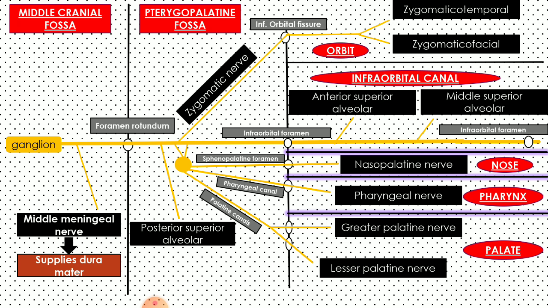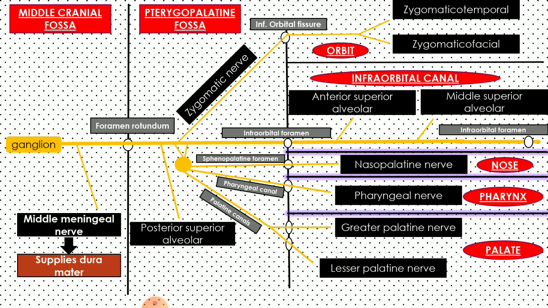So we'll revise the names of the branches first. In the middle cranial fossa, before exiting the skull, the maxillary nerve gives one branch, that is the middle meningeal nerve. Then entering into the pterygopalatine fossa, it gives the zygomatic nerve. This zygomatic nerve enters the orbit and gives the zygomatico-temporal nerve and zygomatico-facial nerve. Next it gives the posterior superior alveolar nerve. Then in the infraorbital canal it gives the anterior superior alveolar nerve and middle superior alveolar nerve.